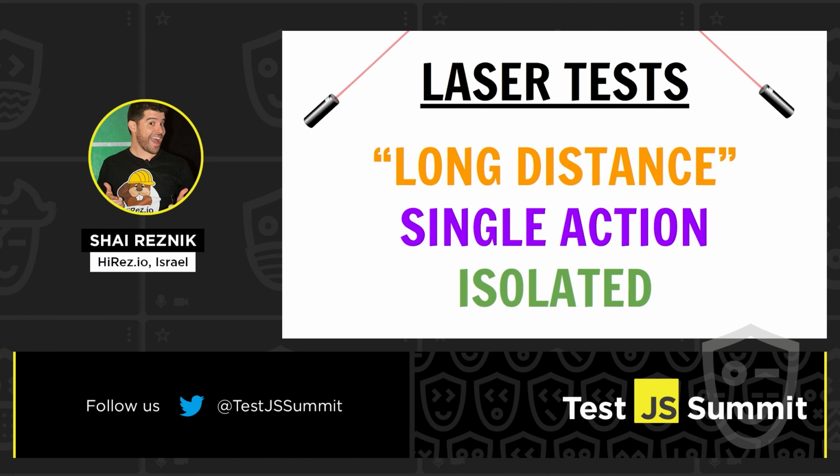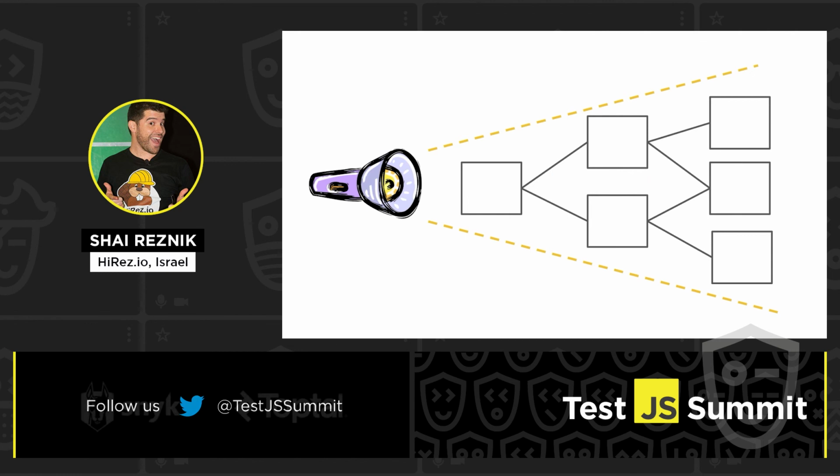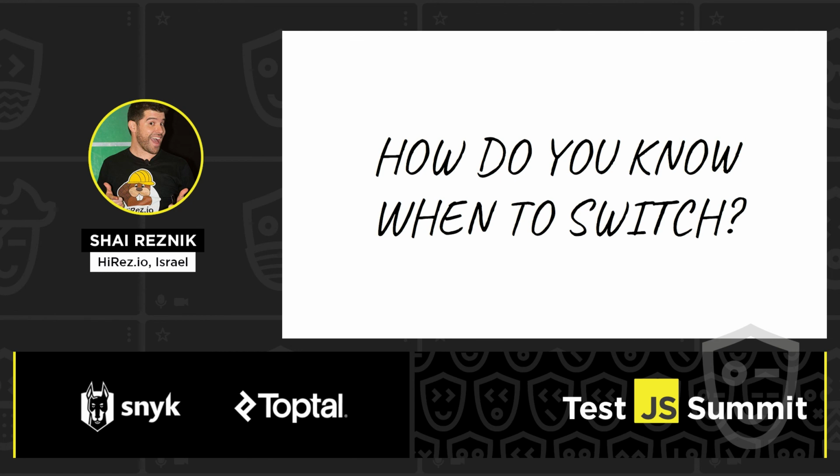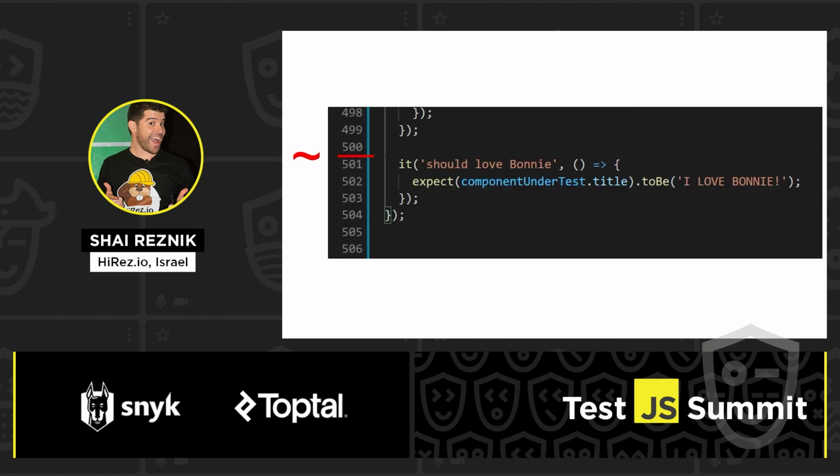So again, to recap, we have flashlight tests for small apps and laser tests for big apps, okay? And you might ask yourself, how do you know when to switch between the two strategies? The rule of thumb for me is when the tests reach more than 500 lines of code, then I know that probably my integrated tests are becoming less efficient, and then I consider switching to a laser test strategy.